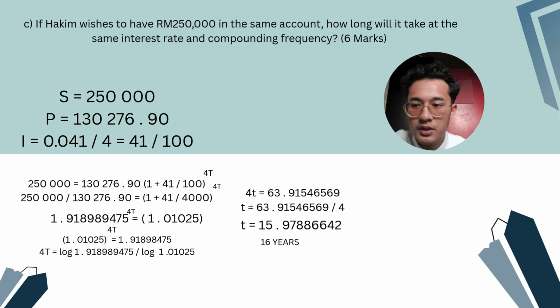After dividing both sides by 130,276 ringgit and 90 cents, the result equals 1.9189840, which equals 1.01025 to the power of 40. Taking logarithm on both sides gives 40t equals 63.92. Therefore, t equals 15.98, which is approximately 16 years.